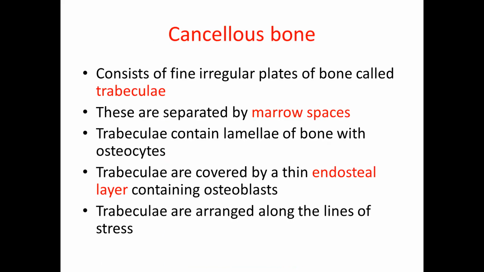Now let us look at another type of lamellar bone called cancellous bone. This consists of fine irregular folds of trabecular bone. These are separated by marrow spaces. The trabeculae contain lamellar bone or Haversian systems with osteocytes. Trabeculae are covered by a thin endosteal layer containing osteoblasts. Trabeculae are arranged along the lines of stress.